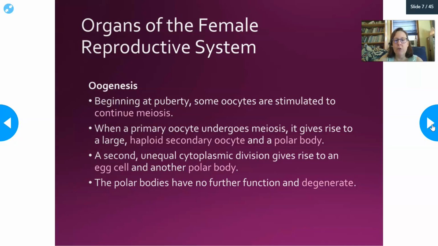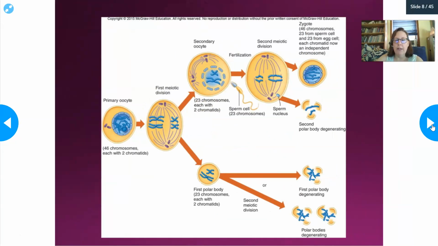And then you're going to get another unequal cytoplasmic division that will give rise to the egg cell and a polar body. Polar bodies have no function and they will degenerate. Okay, so here's the graphic that I promised. Here's the primary oocyte. Start with a whole bunch of those, and some of them will start undergoing the first meiotic division. And then at puberty, we're going to start producing these secondary oocytes here.